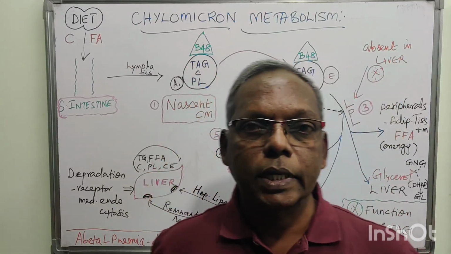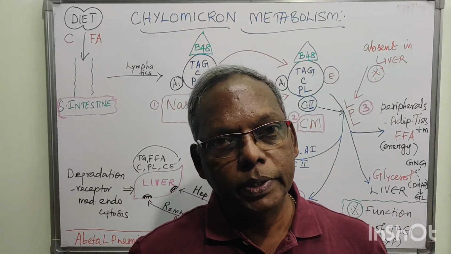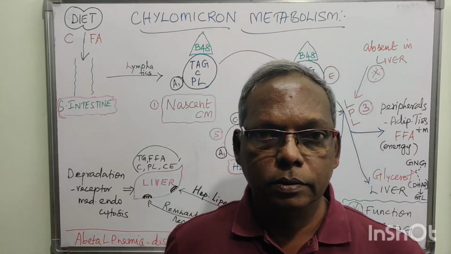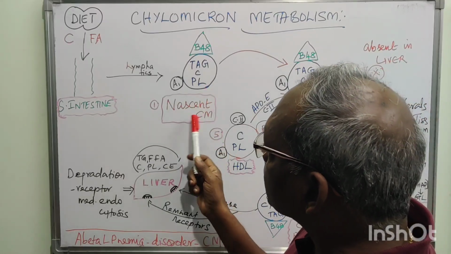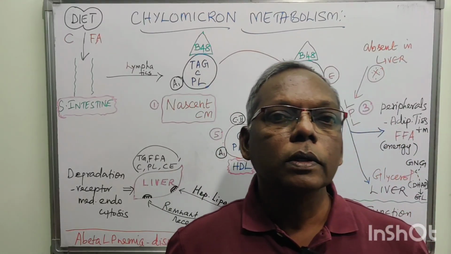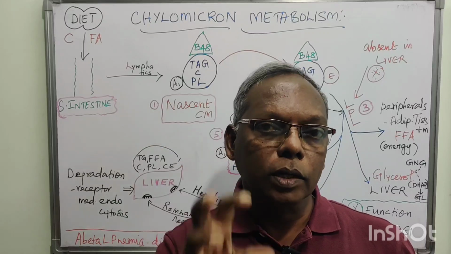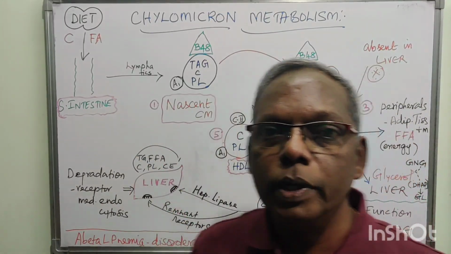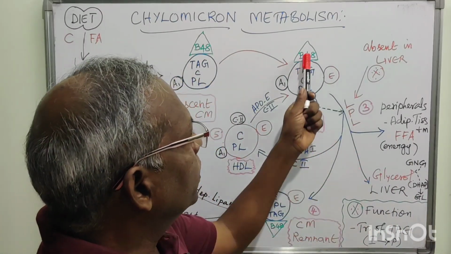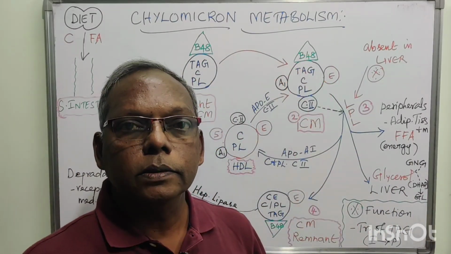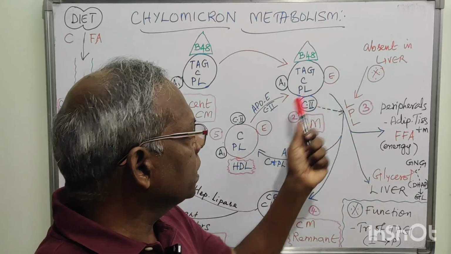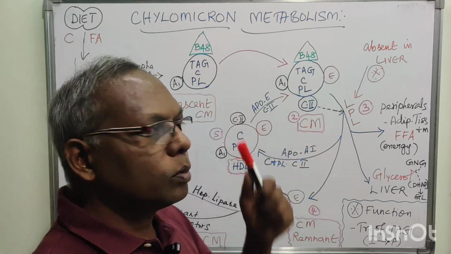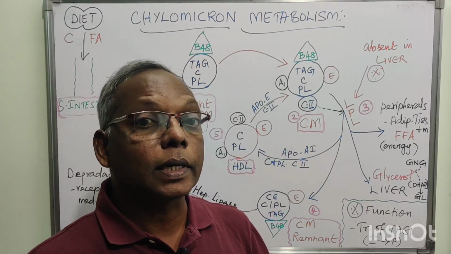Here the composition is triacylglycerols, cholesterol and phospholipids, whereas the apolipoproteins are only two: A1 and B48, okay? This nascent chylomicron is converted into complete or matured chylomicron. Here you can see the apolipoproteins: B48, A1, C2 and E. C2 and E are derived from HDL. That is why chylomicron is formed with the help of HDL.